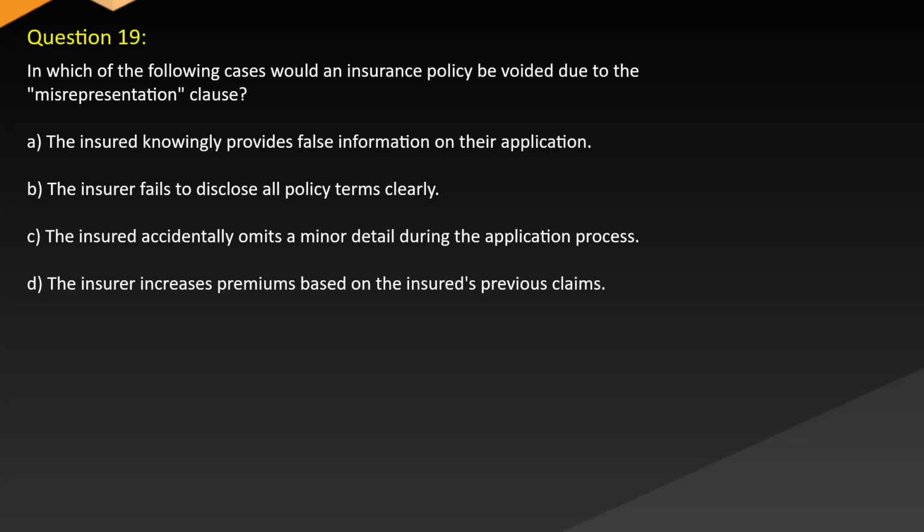Question 19. In which of the following cases would an insurance policy be voided due to the misrepresentation clause? A. The insured knowingly provides false information on their application. B. The insurer fails to disclose all policy terms clearly. C. The insured accidentally omits a minor detail during the application process. D. The insurer increases premiums based on the insured's previous claims.